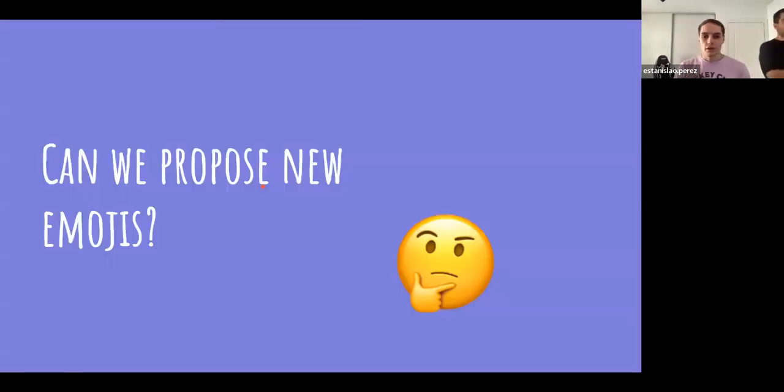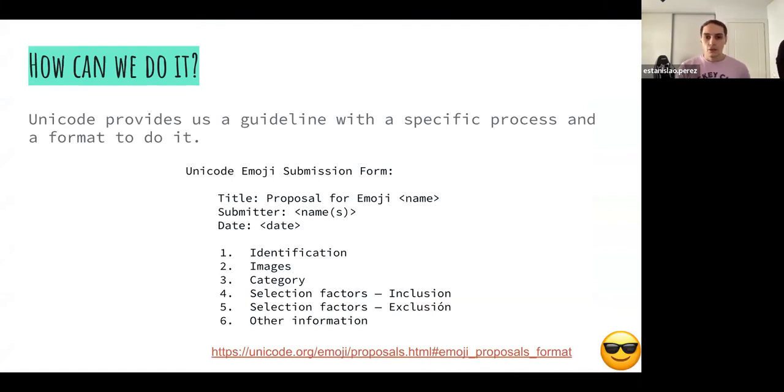Okay, so now that you know emojis' history and that Unicode manages them, you may be wondering if you can propose new emojis, and if you can, how you can do that, right? Well, Unicode provides us a guideline with a specific process and a format to do so. We have to fill a form, and Unicode provides a guideline where we can see how to fill it. What we are going to do now is go through an example and see how we can fill it.